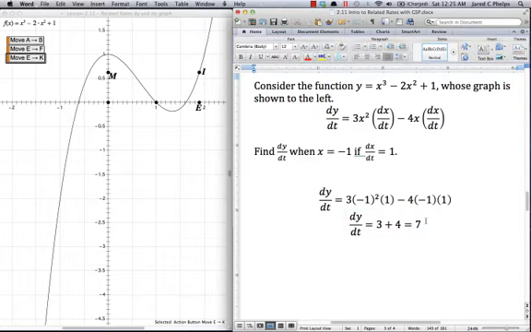And so what should that mean? That should mean that when we are at x equals negative 1, so this is where x equals negative 1, when we are at this point right here, we should be noticing that dy/dt is 7 compared to dx/dt being 1. In other words, y is increasing 7 times faster than x is.